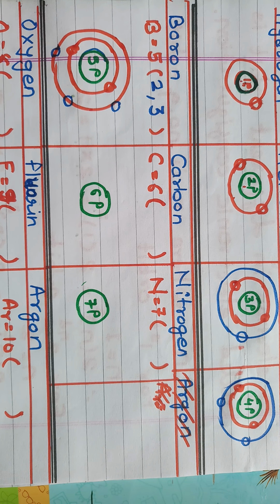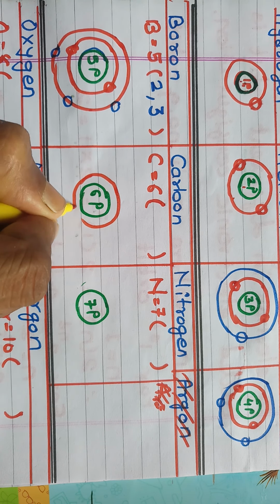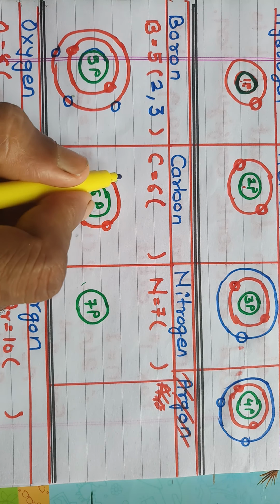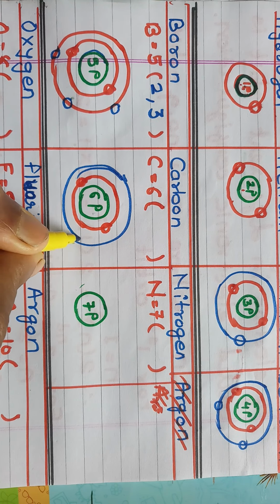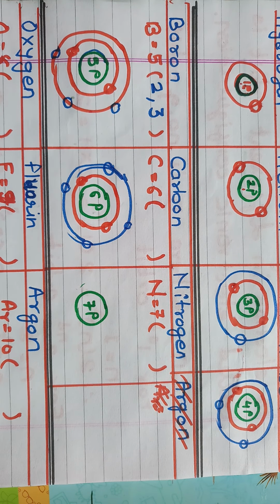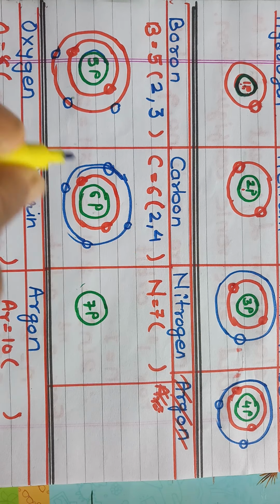Now carbon has 6 electrons. So there are 6 protons in the center. Out of 6, the first orbit contains 2 electrons. The remaining 4 electrons, 1 2 3 4, are in the second orbit. So the electronic configuration of carbon is 2 4.